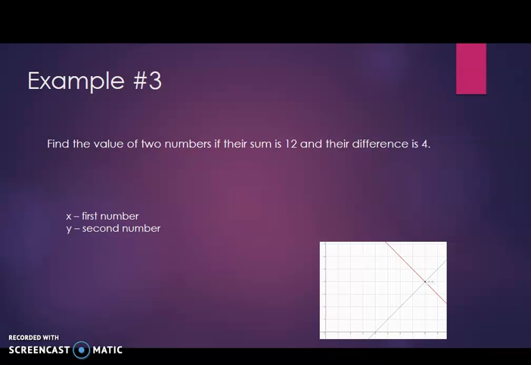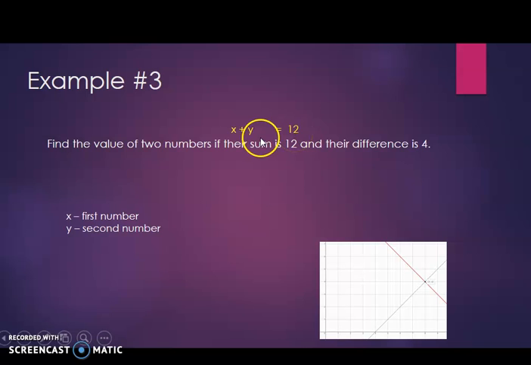All right, Andrew, help me out. What would be the first equation? It says find the value of 2 numbers if their sum is 12. So what does sum tell me to do, Andrew? Sum means add. Okay, so I've got first number, which is what? X. Okay, so I've got x, and I'm going to add the second number, which is? Y. And I'm going to get? 12. All right, so x plus y equals 12.